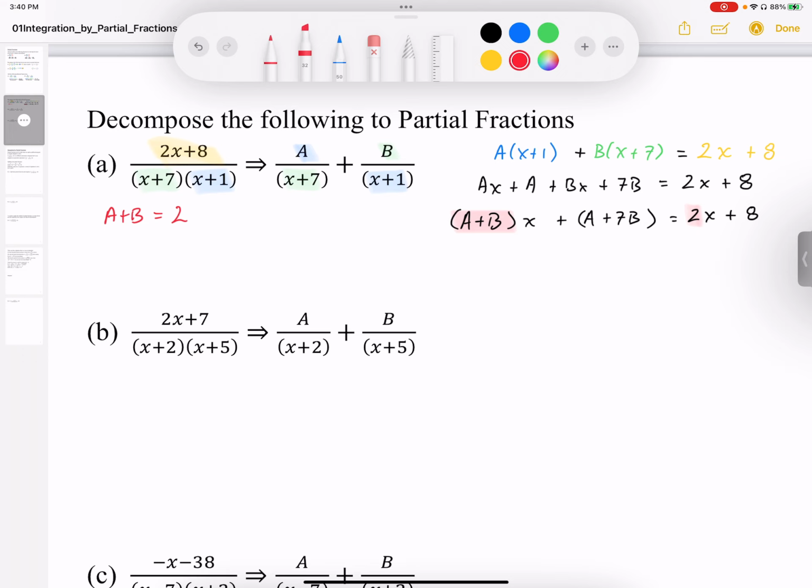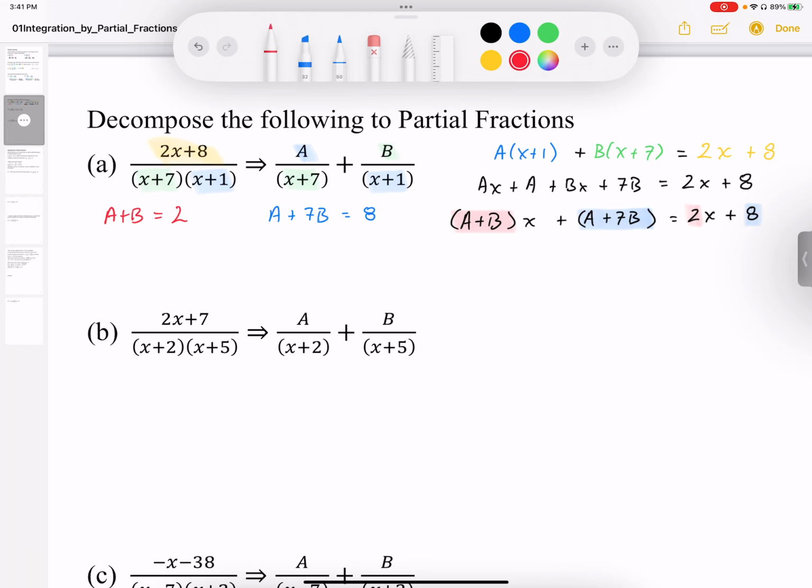I can also say that my constant term, a plus 7b, must be the same as the constant term on the right-hand side of the equation, which is 8. And that then generates the second equation I need. So I end up with a plus 7b is equal to 8. And I can kind of guess what this is: a is 1, b is 1. But I can solve this as a system of equations.